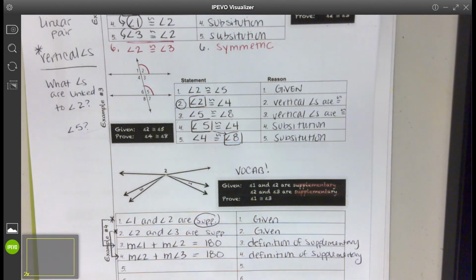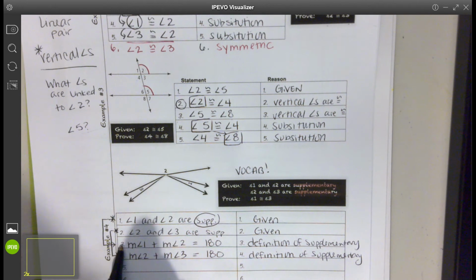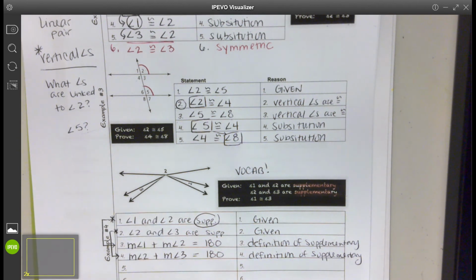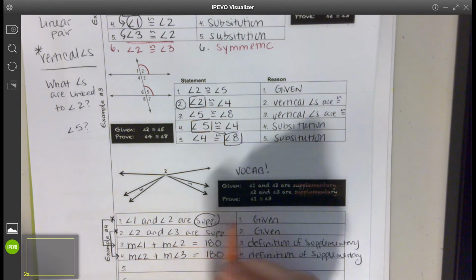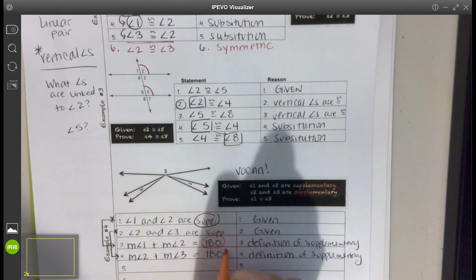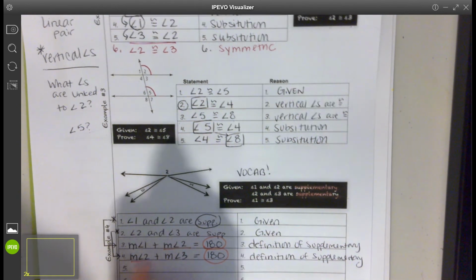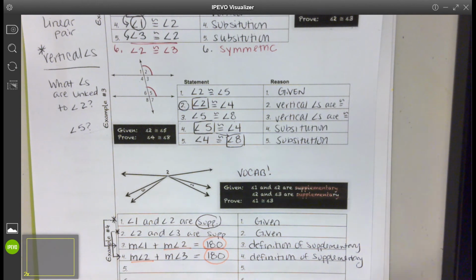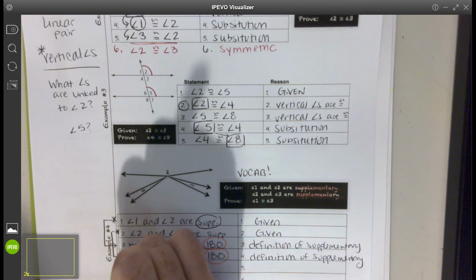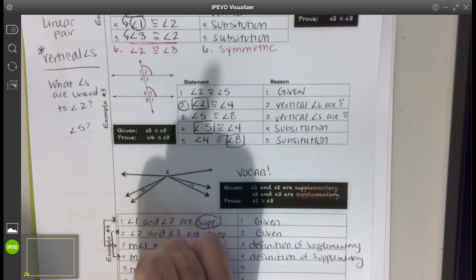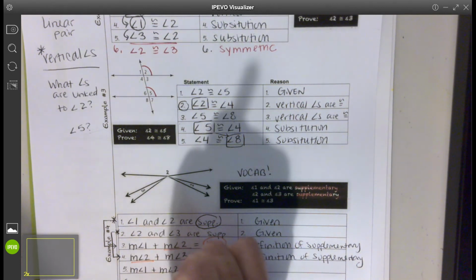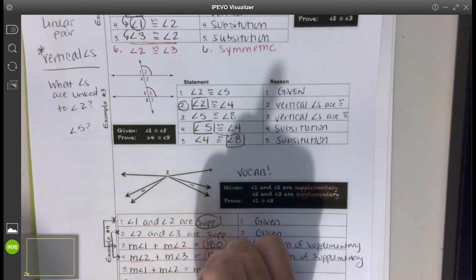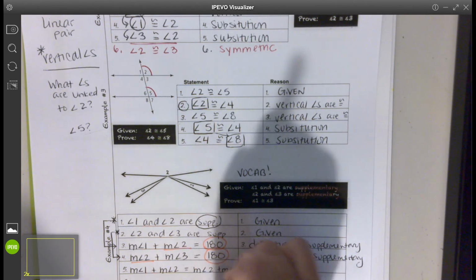All right, so now we have to figure out how are we going to get to angle 1 equals angle 3. So we have to do a little bit of work. So in line 3 and line 4, I hope you see we have something in common. They both have 180 in common, and they also have angle 2 in common. So watch how I write my next line. My next line, I'm going to write measure of angle 1 plus measure of angle 2 equals measure of angle 2 plus measure of angle 3.